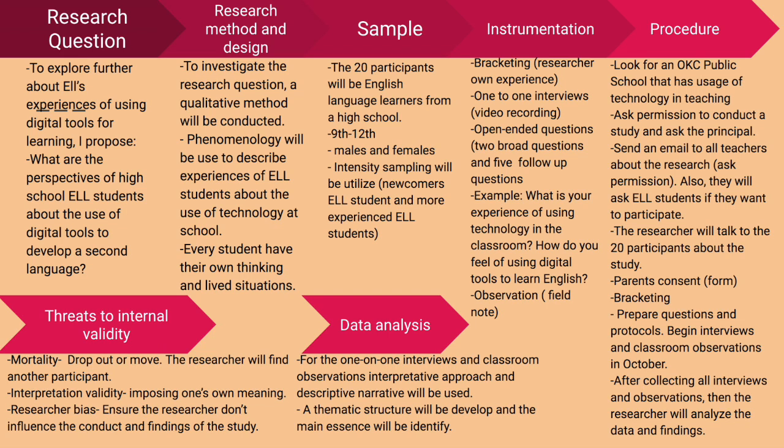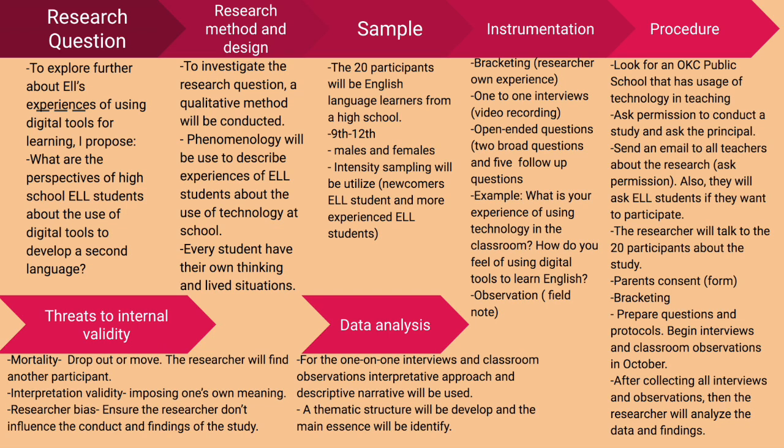The fifth element of the research proposal is the procedures. First, the researcher needs to look for an OKC public school that has a strong usage of technology for teaching. Second, the researcher needs to ask permission to conduct the study and also ask the principals. Third, the researcher needs to send an email to all the teachers about the research and also ask permission for the observation. If the teacher agrees, then he or she will ask the ELL students if they want to participate.